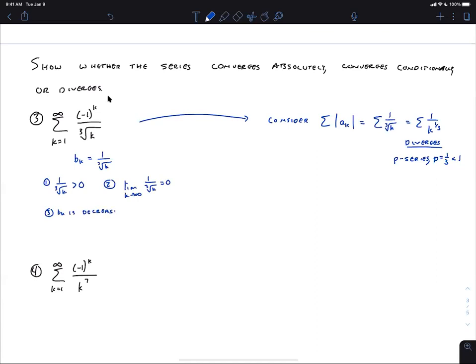And this one, though, is a relatively simple formula. So we can do that just by comparing b_(k+1) and b_k. So it's 1 over the cube root of k plus 1. That's smaller than 1 over the cube root of k, which is b_k. So the next term is always smaller than the one before it, which is the definition of decreasing. And so then this series converges conditionally.